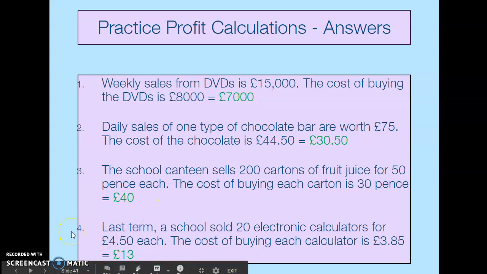Okay, so last term, a school sold 20 electronic calculators for £4.50 each. The cost of buying each calculator was £3.85. How do we find our profits? What we need to do is, first of all, calculate the revenue, which is 20 units times the price per unit, so 20 times 4.50. And once we find that out, we subtract from there 3.85 times 20, which is my total variable cost, and I'm left with £13. That is literally it. I hope this was clear.